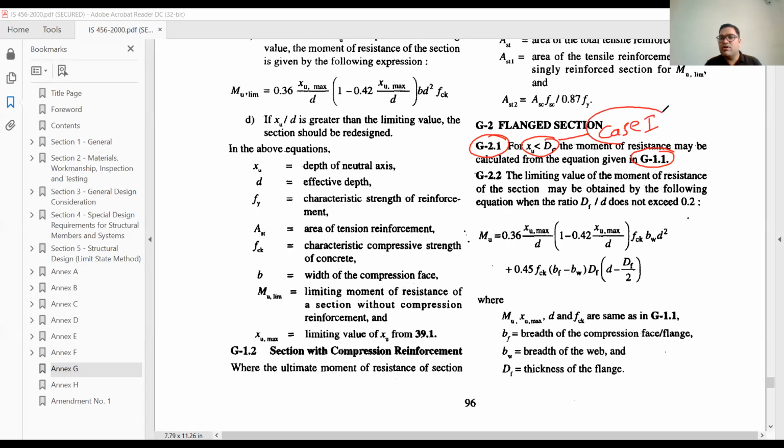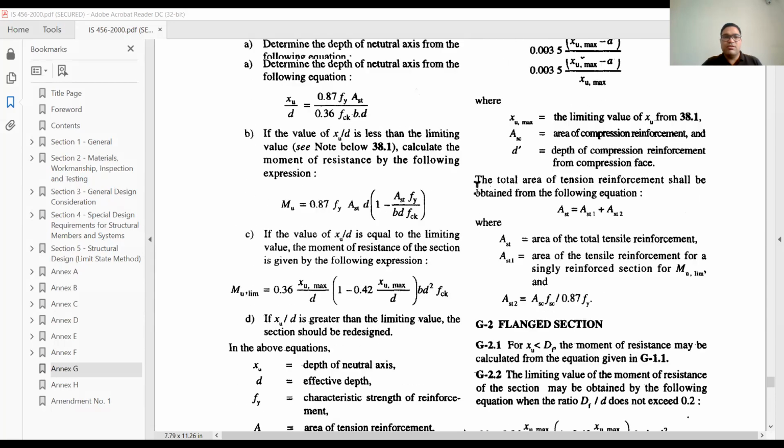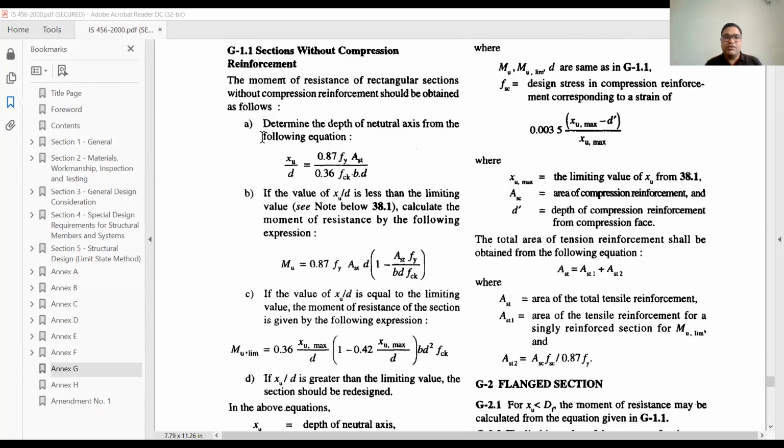In case 1, what we do is assume that our beam is a rectangular beam having width BF. Now I will show you the rectangular formula that we will be using in this scenario. For case 1, we will be using all the three formulas. This formula we will use to calculate the value of XU, but the only thing we will replace is this B by BF.